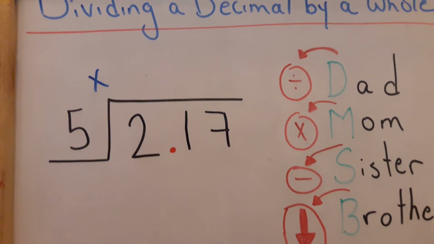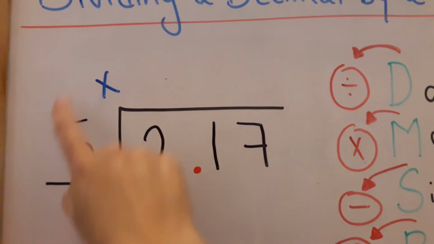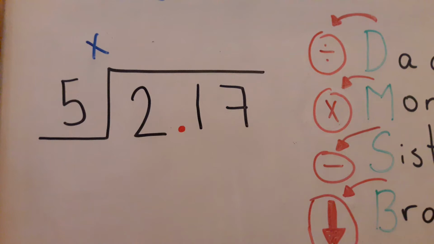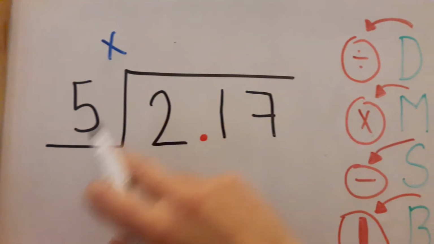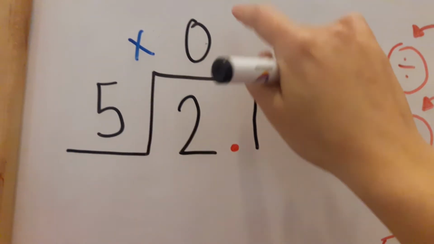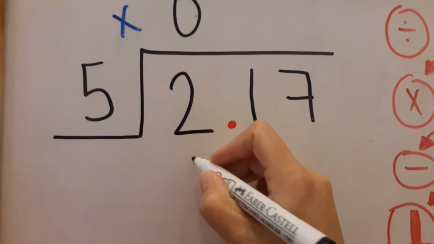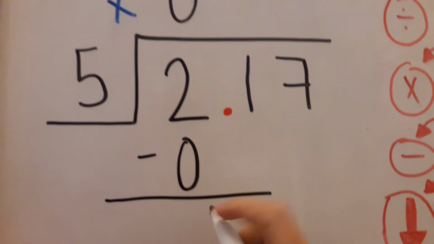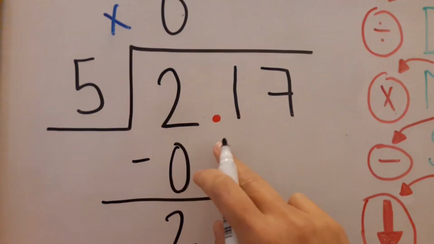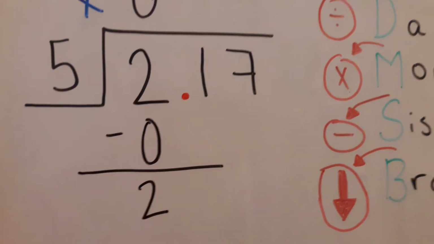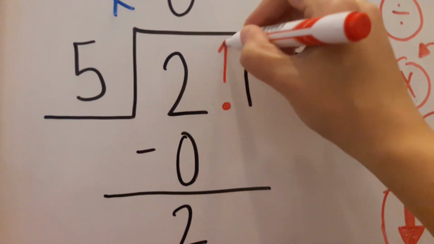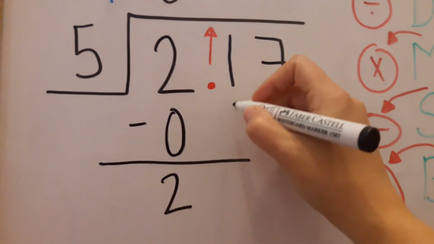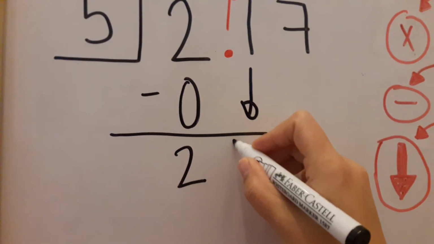Let's continue. Another example. So 5 times what gives me 2? I don't have a number that I multiplied with a 5 that gives me a 2. So we're going to put a 0. 0 times 5, it's 0. Now we're going to subtract. 2 minus 0, it's 2. Again, what am I going to do with this decimal point? This decimal point is supposed to go up.